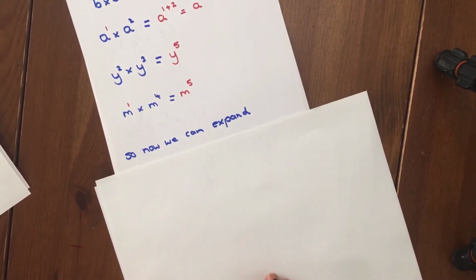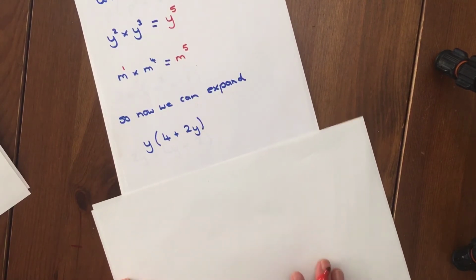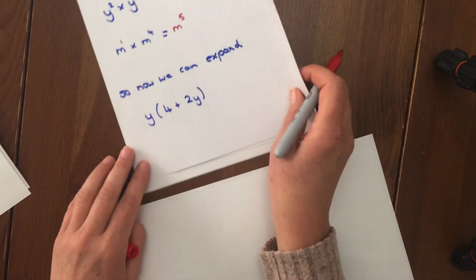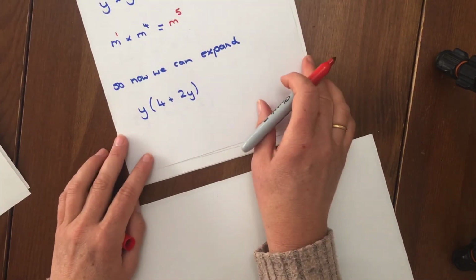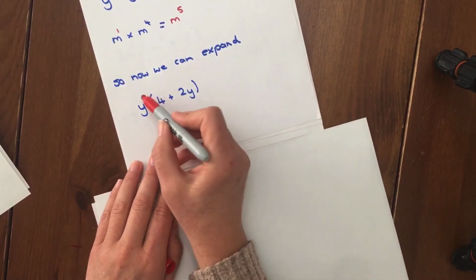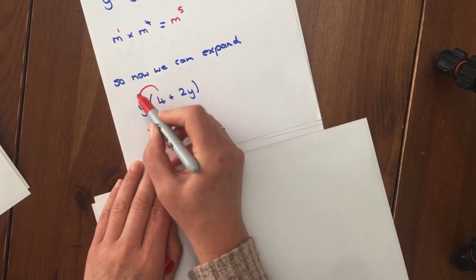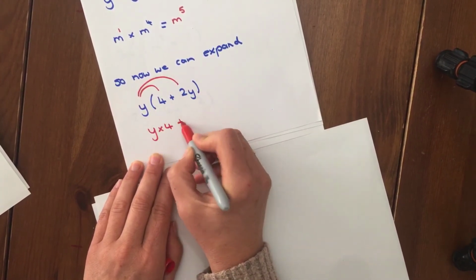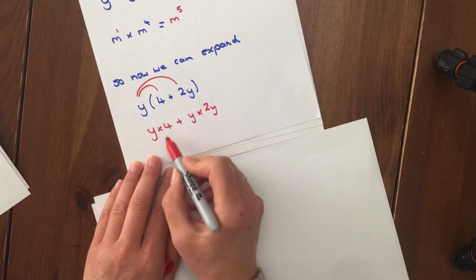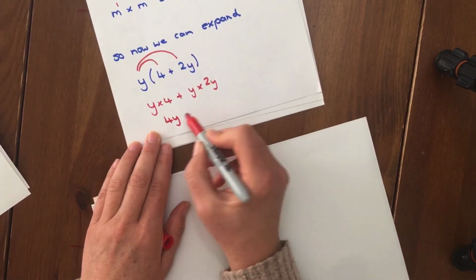So now we're going to expand questions that involve powers. So if I go through, this is the hardest part of expanding brackets. So well done if you understand this. So we're looking at now y times 4 and y times 2y. Y times 4 is 4y for shorthand. We write the numbers before the letters.